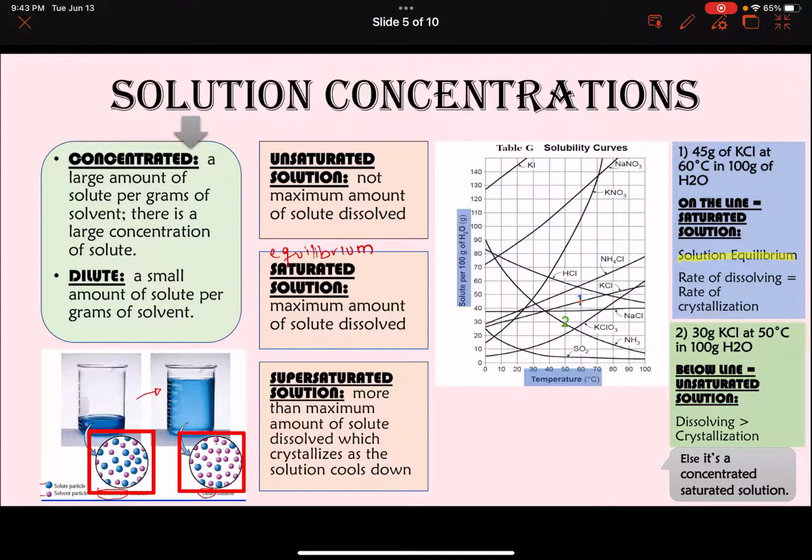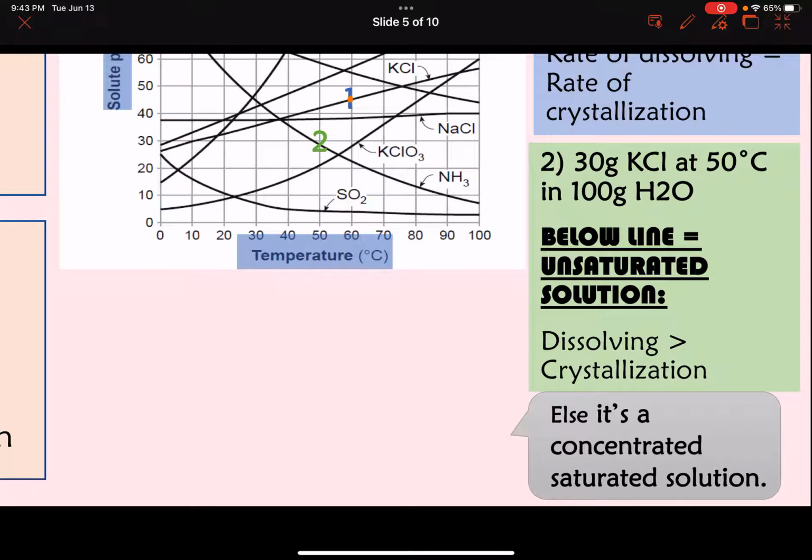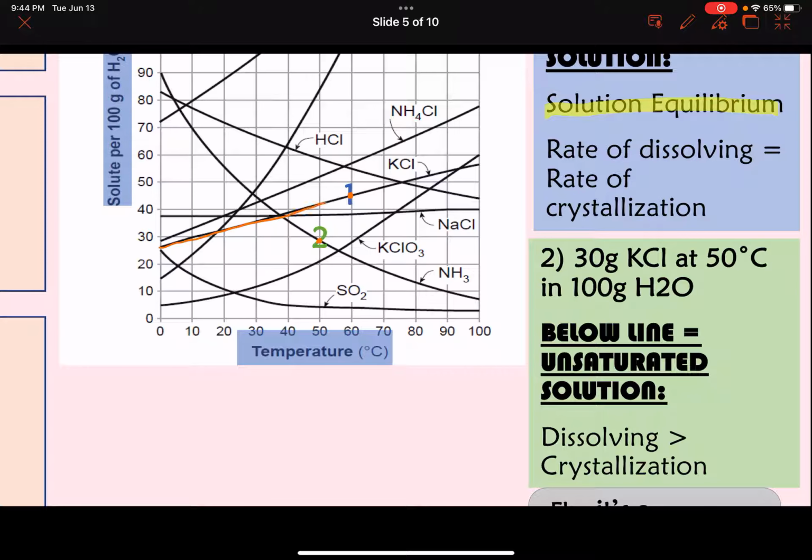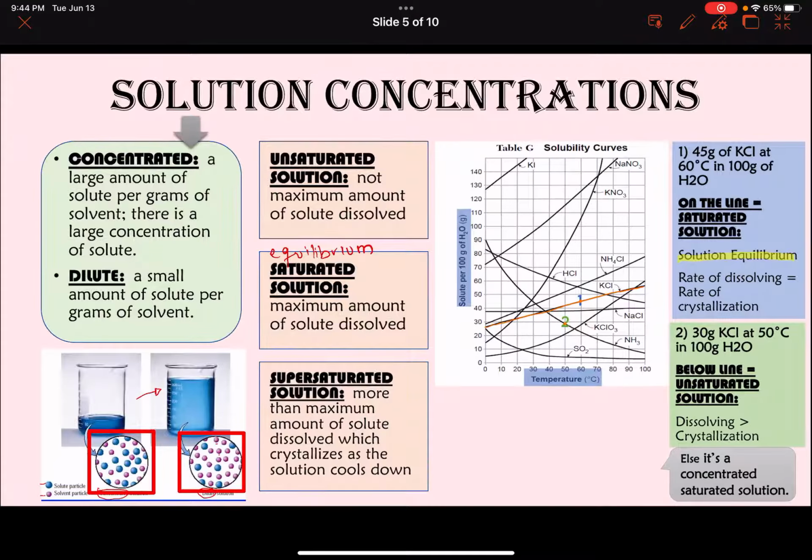So let's talk about the second part then. If we have 30 grams of KCl at 50 degrees Celsius in 100 grams of water, so that will be this point over here. So at this location, because it's below the line for KCl, that means we still have the unsaturated solution. By the way, the line for KCl is this one. So now that our point is below the line, we have an unsaturated solution. So that means there's more dissolving happening at this point compared to crystallization. So there may be very little to no crystallization at the moment.